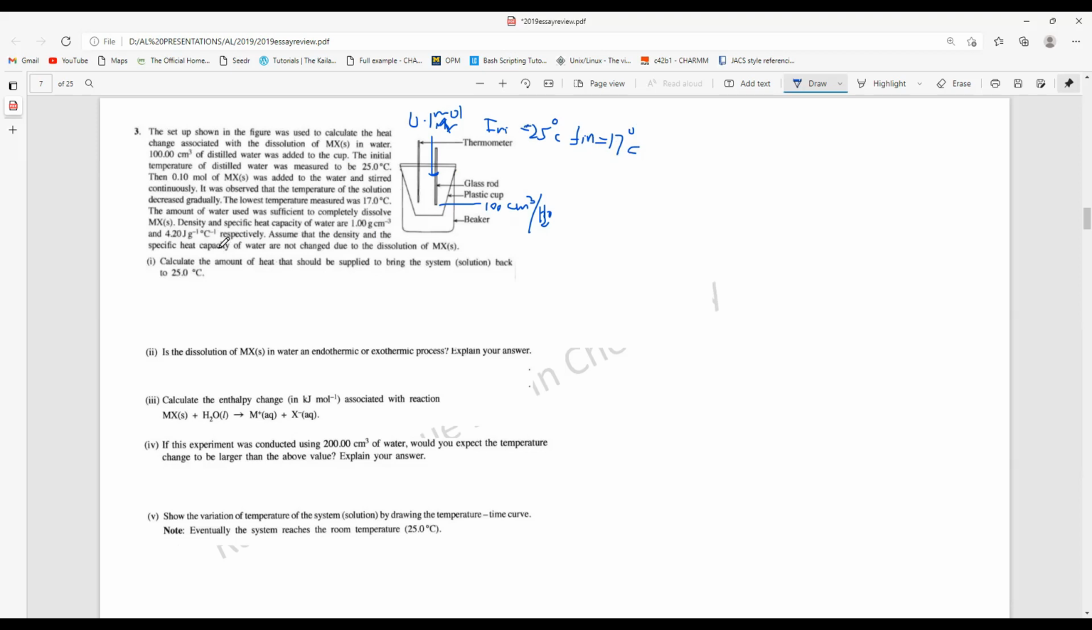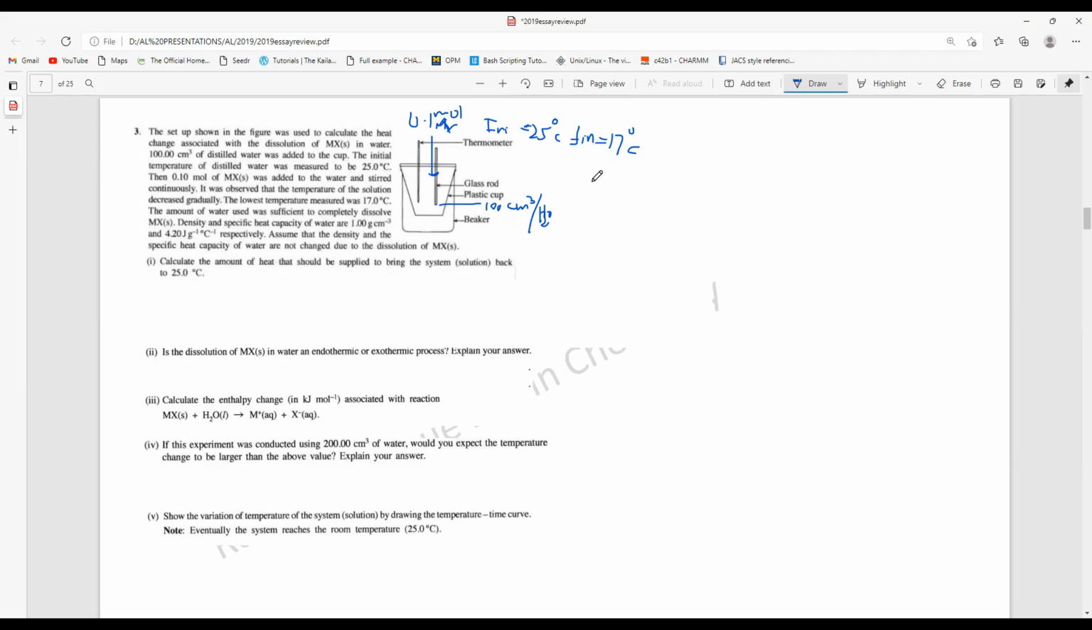Density and heat capacity, you should take that as in water, and you need to neglect that when you dissolve MX, this density and heat capacity is changed. Okay. So calculate the amount of heat that should be supplied to bring the solution back to 25.